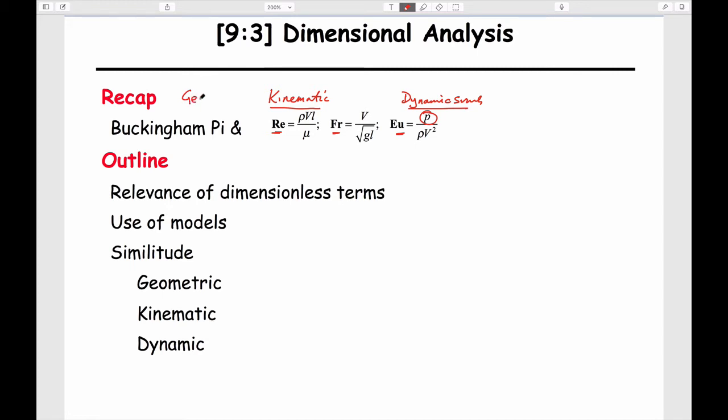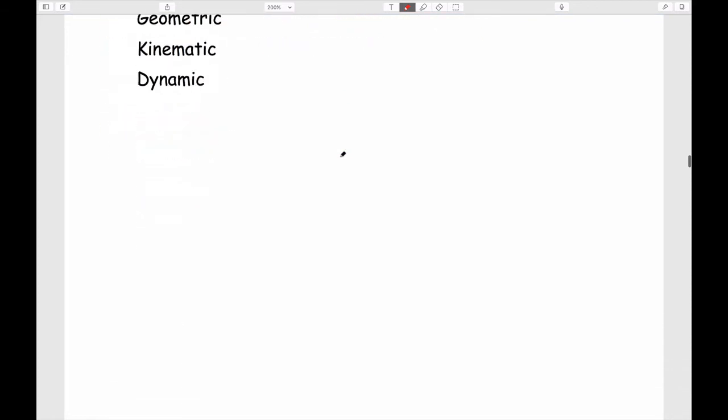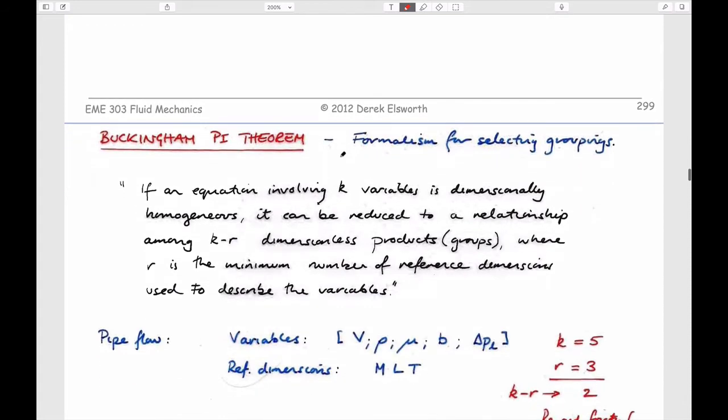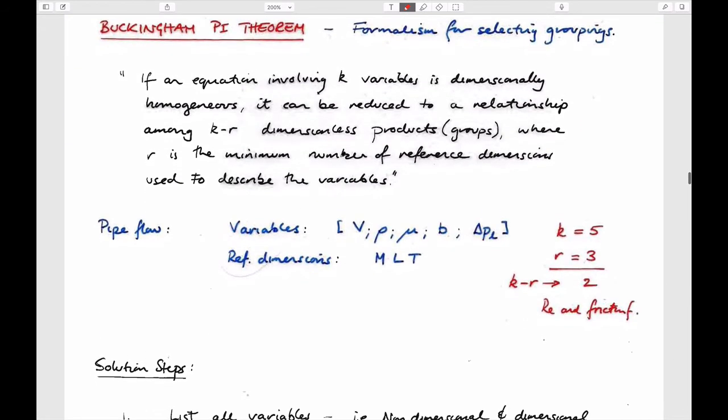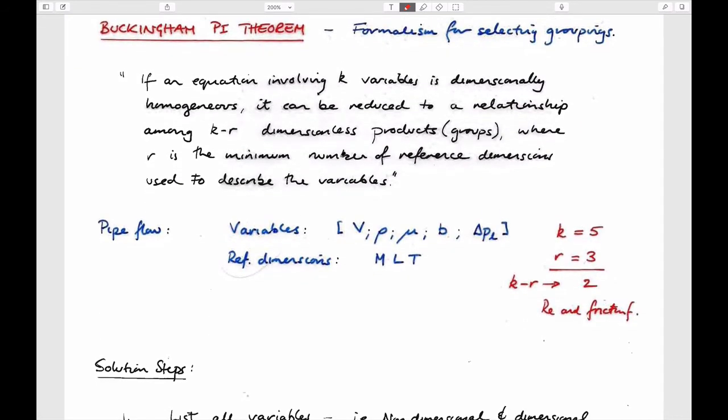We need to satisfy geometric requirements. And the Froude number is for flows which have a free surface on them, which would give us a connection between gravity behaviors, like a bow wave around a ship. So the main part of similitude is being able to develop a number of non-dimensional parameters which are able to describe the system. And so there's a formalism to do that.